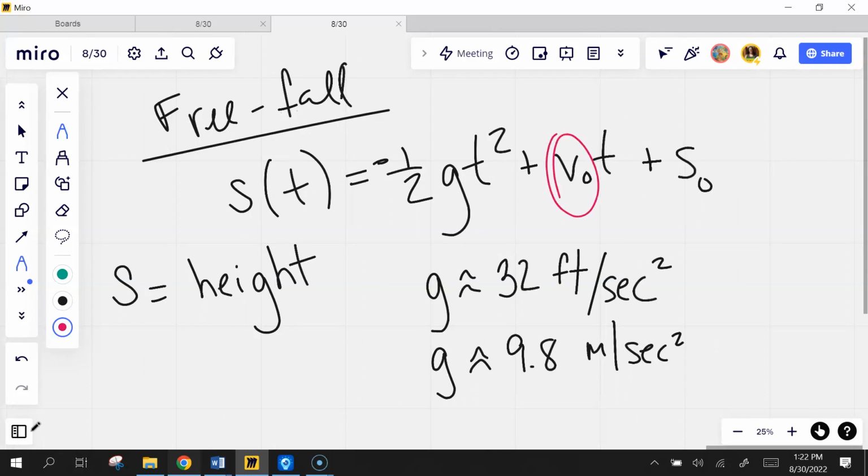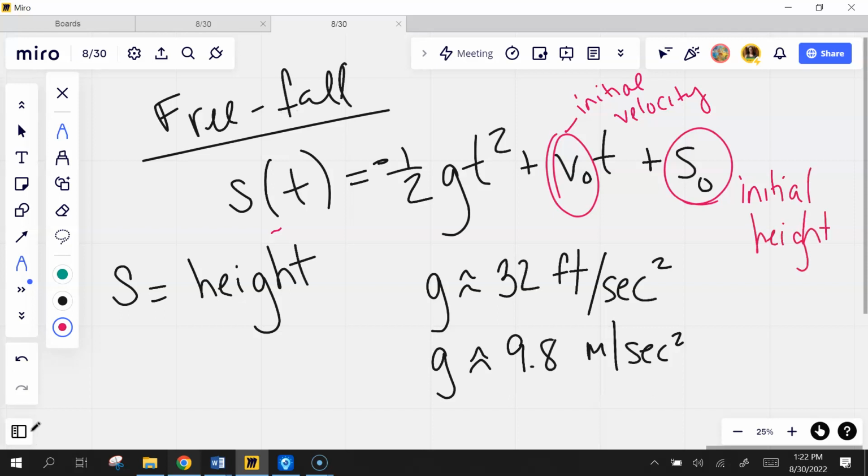Anytime you see a sub-zero like this, that means initial. That means what you start with. So this is my initial velocity. If S is height, what do you think S sub-zero is? Initial height. Gosh, this is painful. S sub-zero is your initial height.